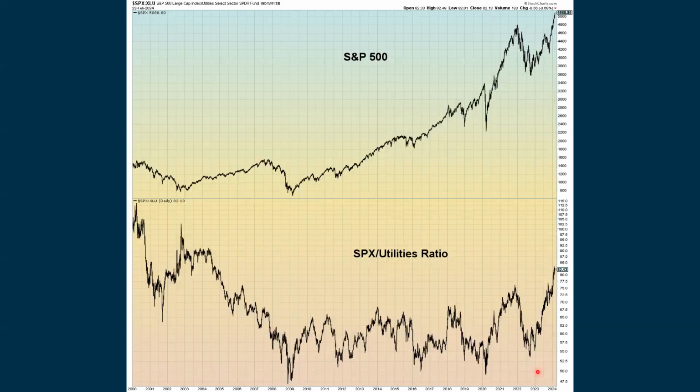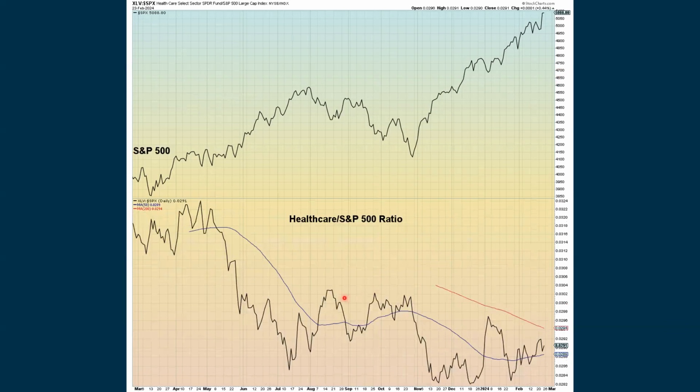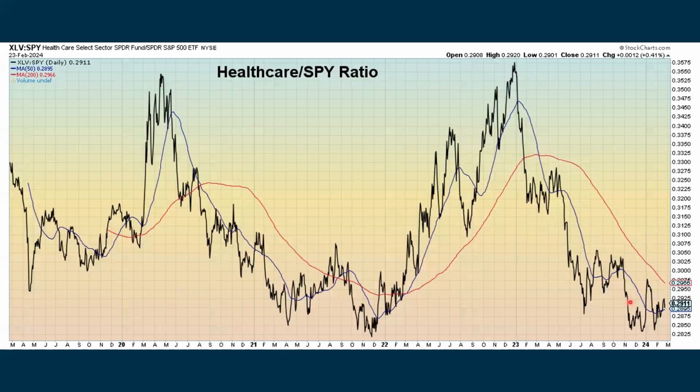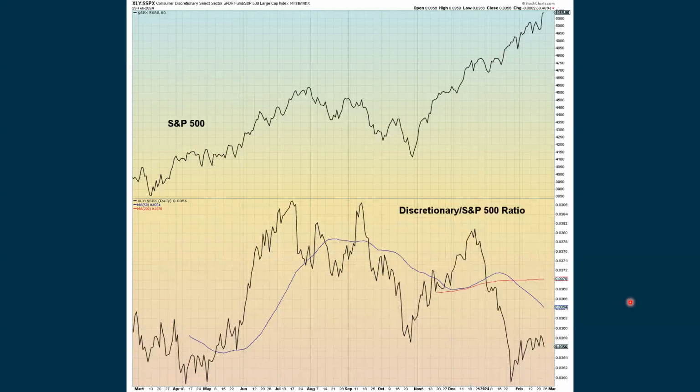And we look at an S&P to utilities ratio. When this is going up, that tends to mean the S&P is going up as well. And that's what we've been seeing lately. Healthcare is continuing to underperform the S&P. Here's another chart showing how it's in a downtrend. Discretionary should be doing better than it is, but you can blame Tesla for a lot of that because it's really been under pressure and underperforming.